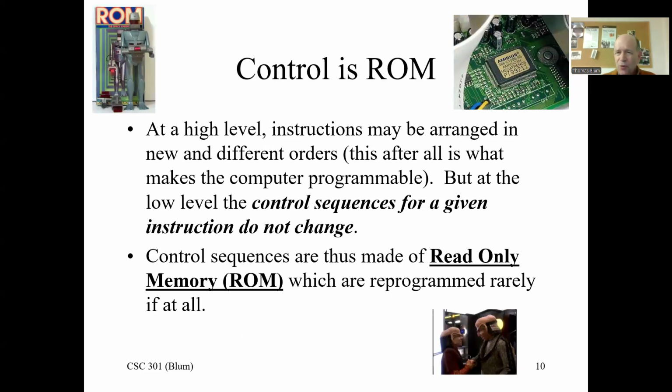The control that we talked about is ROM. We make a distinction in memory typically between RAM and ROM, and the control is ROM. I can rearrange data and instructions, and that's what makes the computer programmable. I'm changing the order of instructions. It has a set of instructions it knows how to do, but I can rearrange them and give it different data for those instructions to act on, and that is programming.